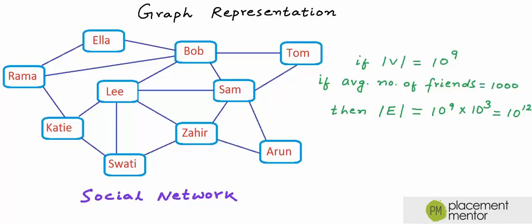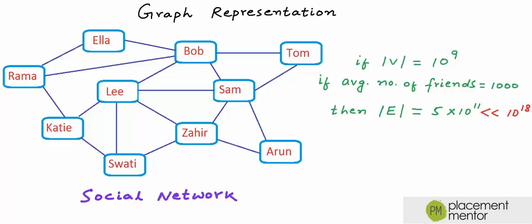With this assumption, we would have 10 to the power 12 edges in our graph. Actually, this is an undirected graph, so we should divide by 2 here so that we do not count an edge twice. So if the average number of friends is 1,000, then the total number of connections in my graph is 5 into 10 to the power 11. Now this is a lot less than the square of the number of vertices.